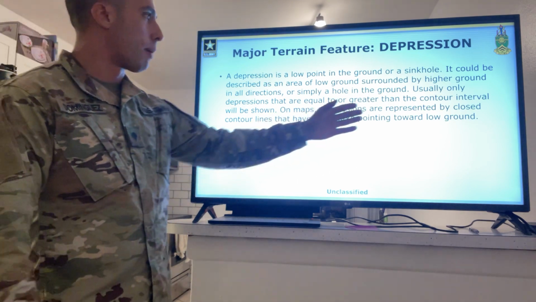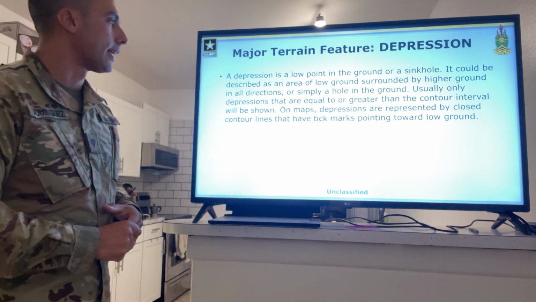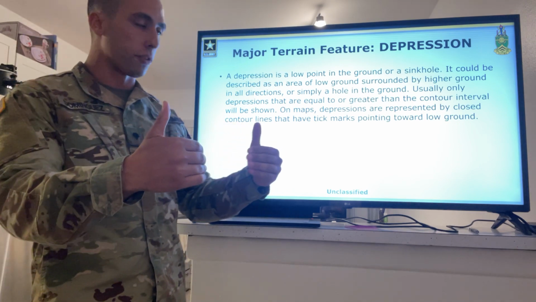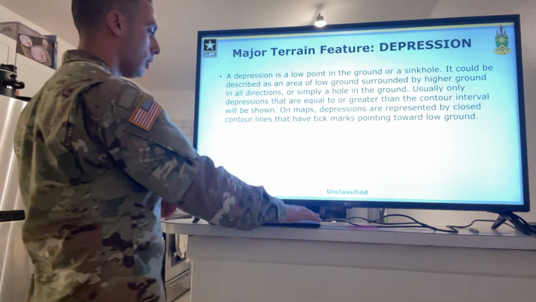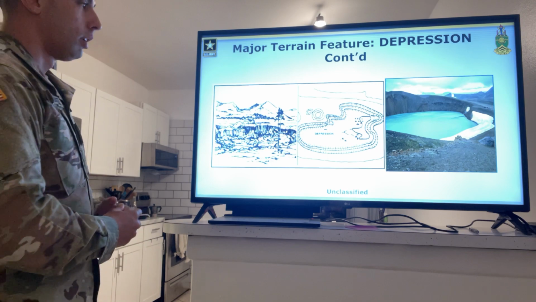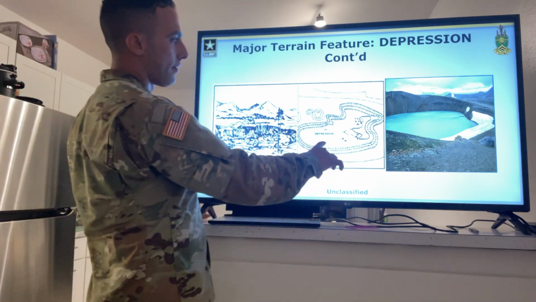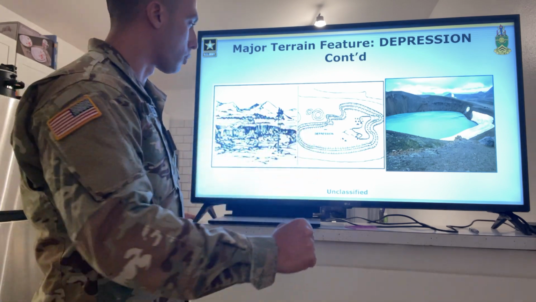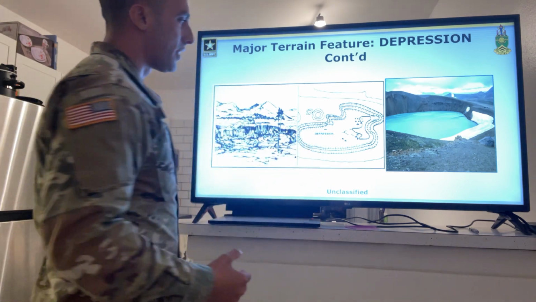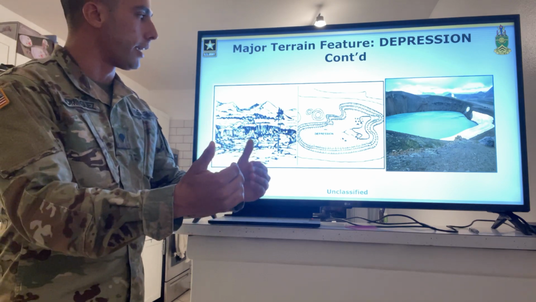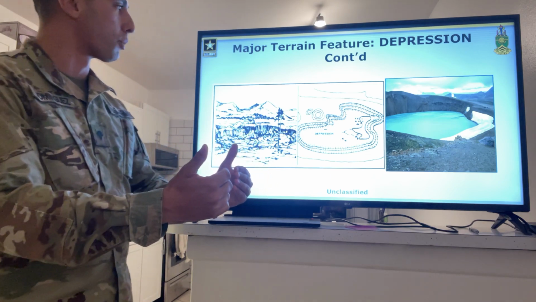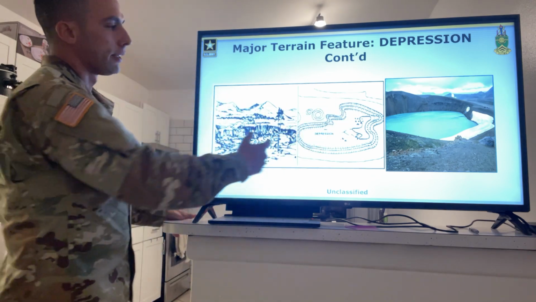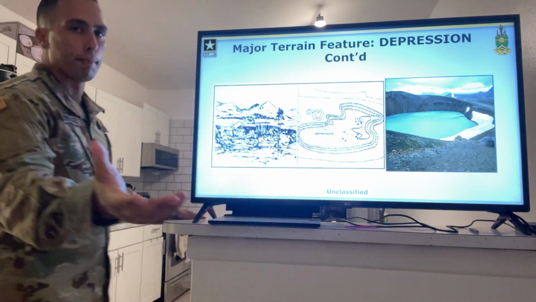On maps, depressions are represented by closed contour lines that have tick marks pointing toward low ground. So it would be tick marks that are pointing inwards into the hole. As you can see here, we have a circular figure, and I can't tell if the quality is good, but you have tick marks that are pointing inwards towards lower ground. So everything outside of these tick marks is higher ground, and this looks like it could be a mine. So keep that in mind as well.